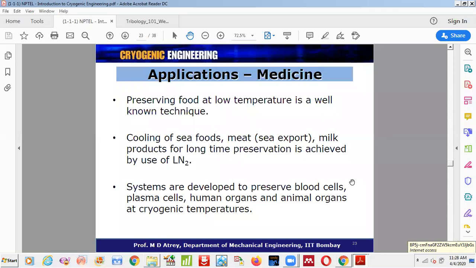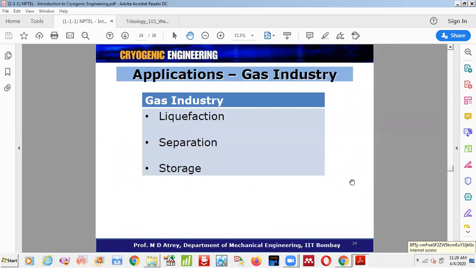Human organs means, for example, in the case of a liver transplantation or a heart transplantation, where the organ has to be preserved. That is what I have already discussed in depth earlier.